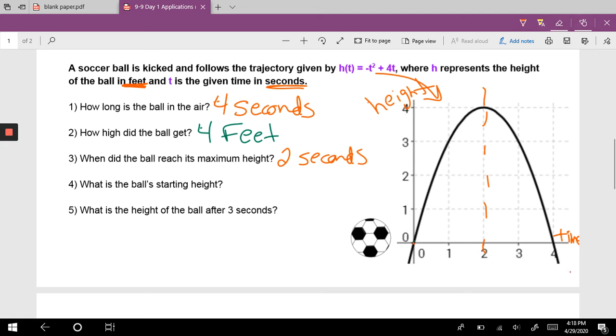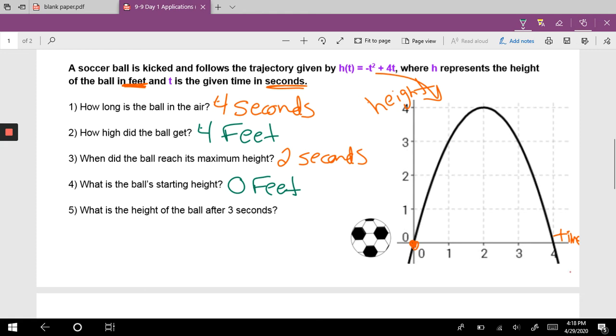What is the ball's starting height? And we actually already kind of talked about this. At time 0, how far is that ball off the ground, right? Starting height at time 0, or that's our Y-intercept. In this case, it started on the ground at time 0. So this would be 0 feet.